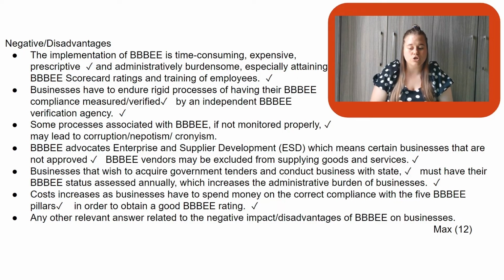Some processes associated with BBBEE, if not monitored properly, may lead to corruption, nepotism, or cronyism. BBBEE advocates enterprise and supply development, which means certain businesses that are not approved BBBEE vendors may be excluded from supplying goods and services. Businesses that wish to acquire government tenders and conduct business with the state must have their BBBEE status assessed annually, which increases the administrative burden on businesses.